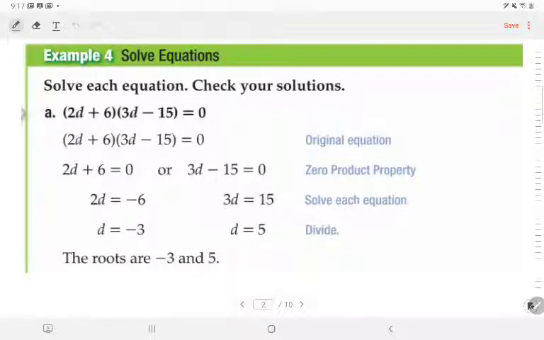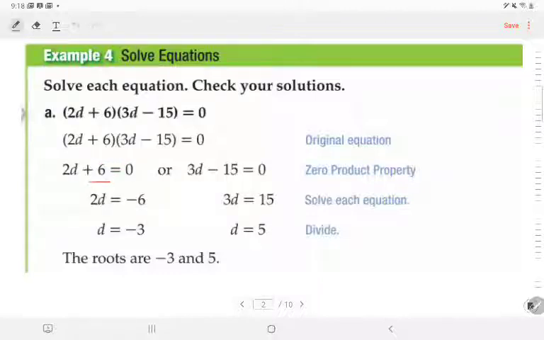So if we have 2d plus 6 times 3d minus 15 equals 0. Okay? Well, we could set each one of those factors, 2d plus 6 equal to 0, and we could set 3d minus 15 equal to 0, because one of those two must equal 0, is what it's saying, okay? Because the whole thing equals 0.